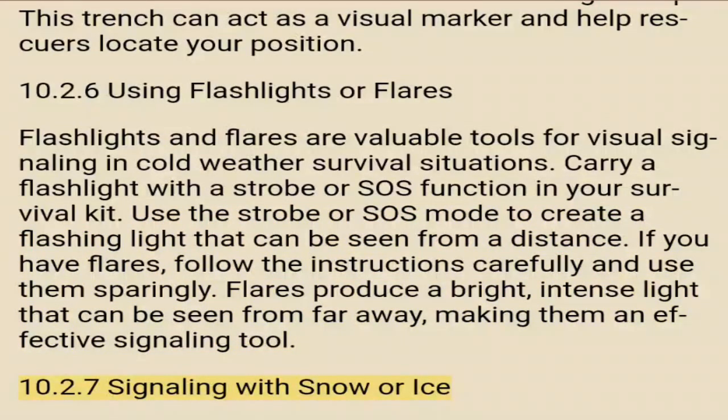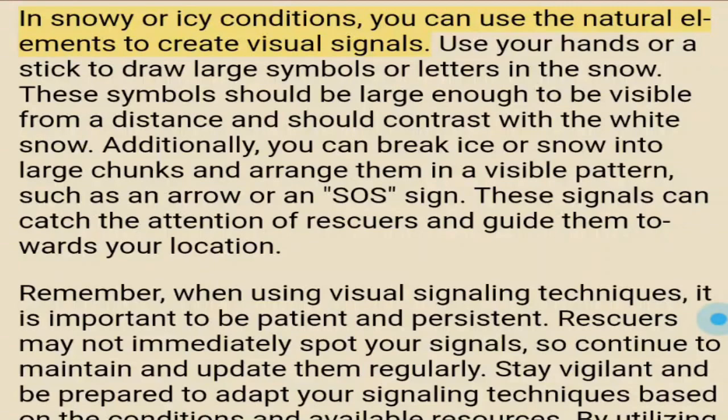10.2.7 Signaling with snow or ice. In snowy or icy conditions, you can use the natural elements to create visual signals. Use your hands or a stick to draw large symbols or letters in the snow. These symbols should be large enough to be visible from a distance and should contrast with the white snow. Additionally, you can break ice or snow into large chunks and arrange them in a visible pattern, such as an arrow or an SOS sign. These signals can catch the attention of rescuers and guide them towards your location.